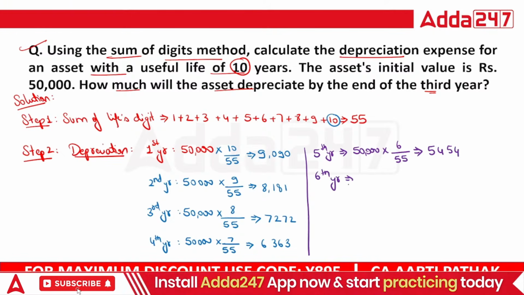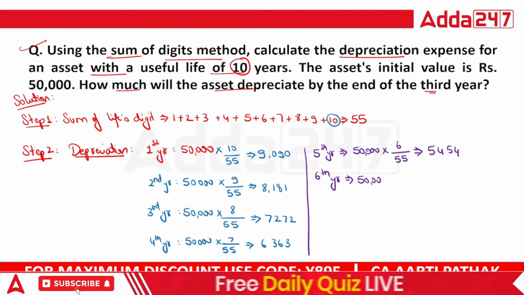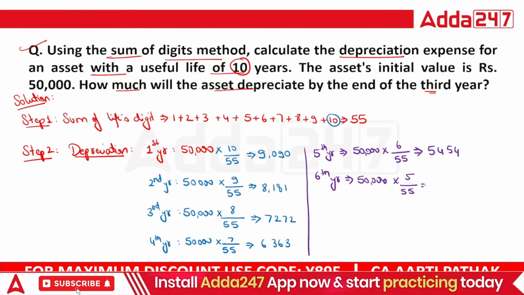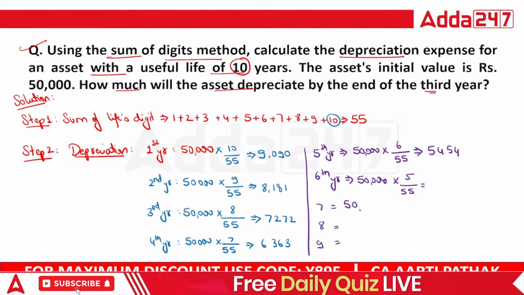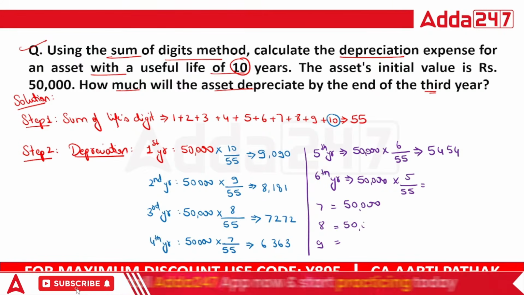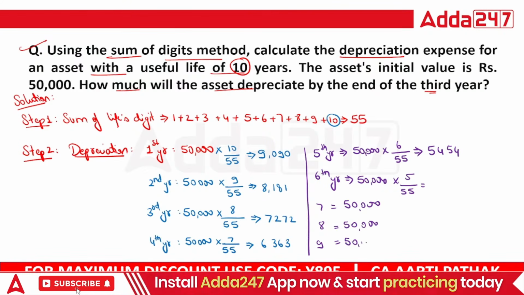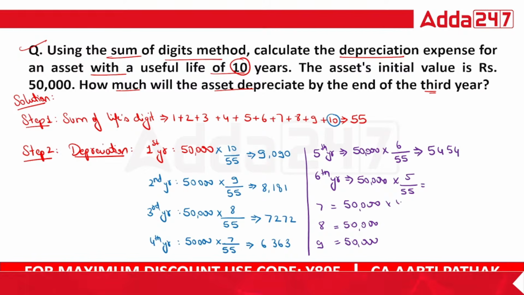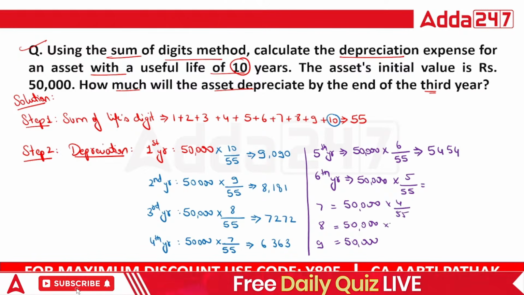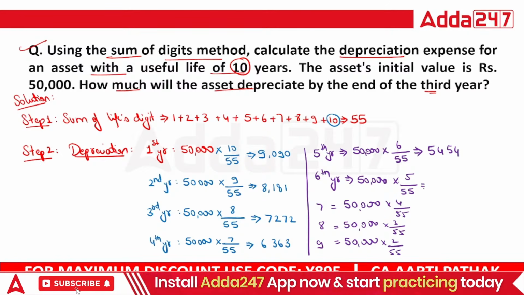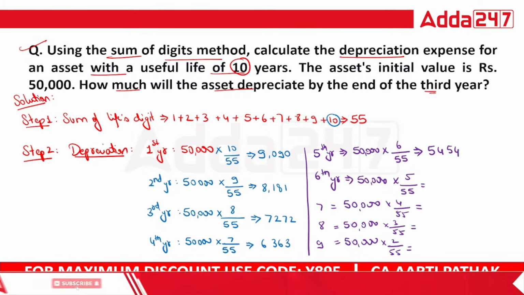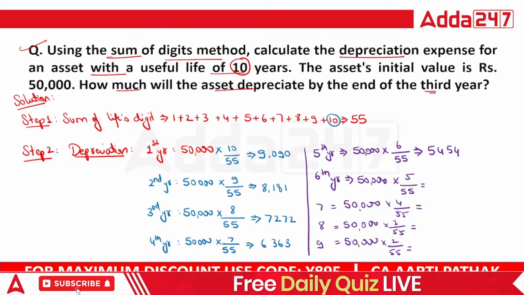Now the sixth year, 50,000 into 5 divided by 55. Then the seventh year, eighth year, ninth year. In the exam, there is no requirement to calculate up to all 10 years. Just identify the requirement of the question. But as we are practicing and revising our concepts, that is the reason I am solving for each and every year.